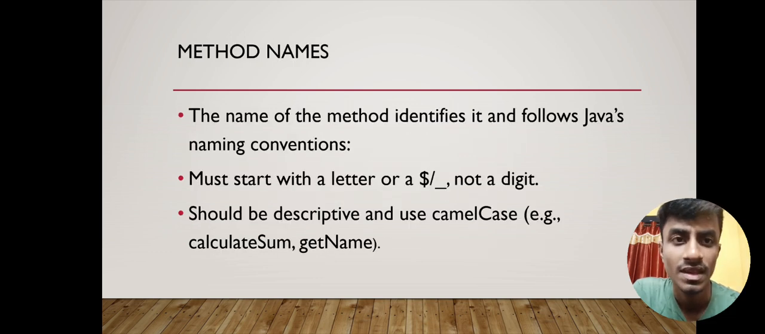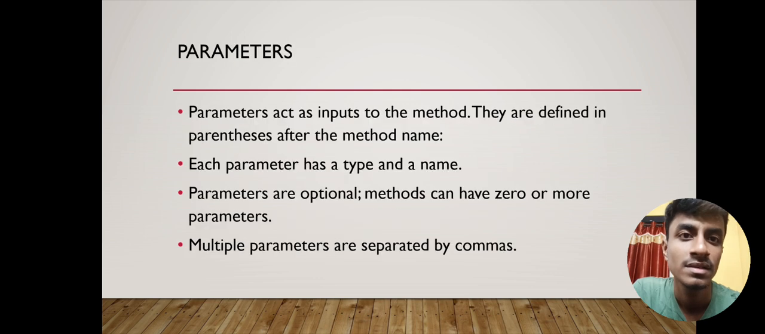Method names. The name of the method identifies it and follows Java's naming conventions. The method name must always start with a dollar sign or an underscore or a letter, but not a digit. It should be descriptive and use camelCase, for example, calculateSum or getName. As you can see, the form of writing a method name is indicated in the brackets.